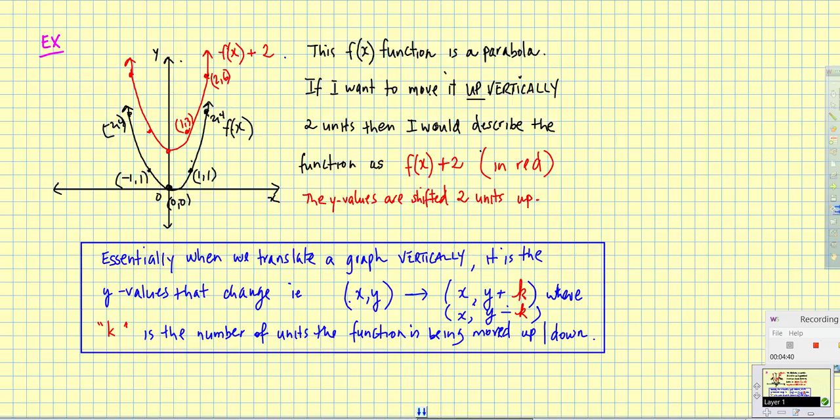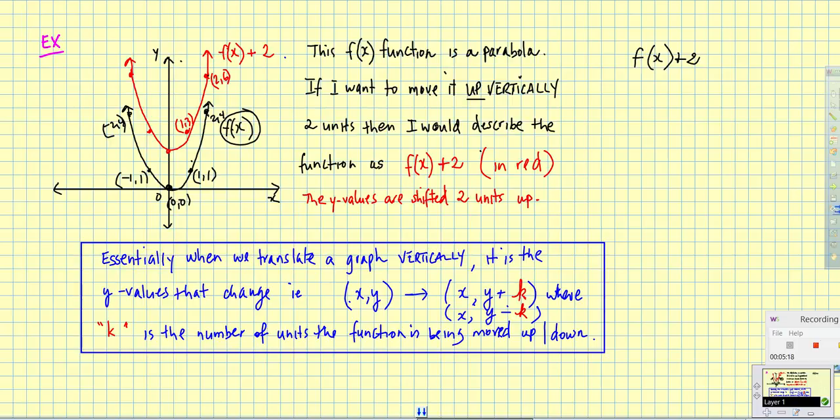Okay, moving on, let's take a look at another example. We've got here a parabola, and this is a function. If I want to move the black parabola up 2 units vertically, the way I would describe it is to take my f of x function and just add 2 to it, to show that all of my y values are going to be moving up by 2 units.